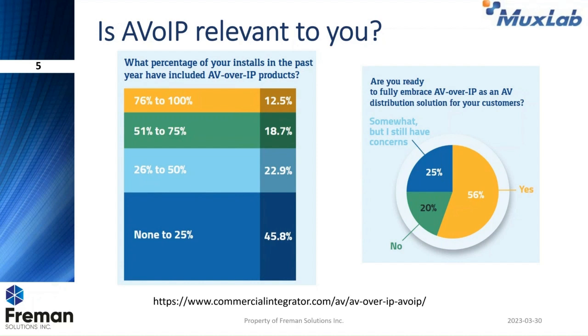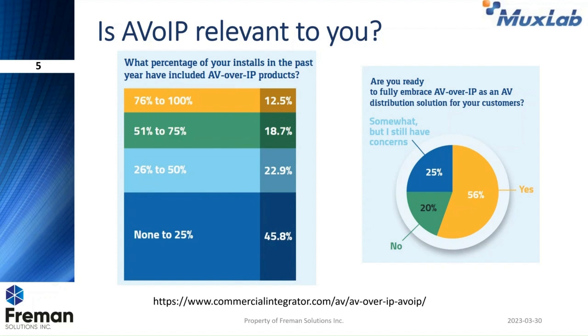That was done with people that are actually doing installations and integrations of AV systems. And like you see, the question was, what percentage of your installs in the past year, that was 2022, have included AV over IP products? Actually 12% of the people were working almost exclusively with AV over IP products, 18% at least half to 75%, 23% at least 26 to 50%. A few people, about 45%, actually a significant portion of them, had not done a lot of AV over IP.